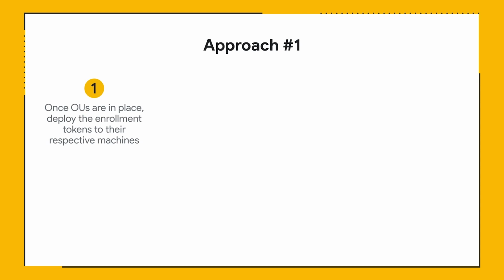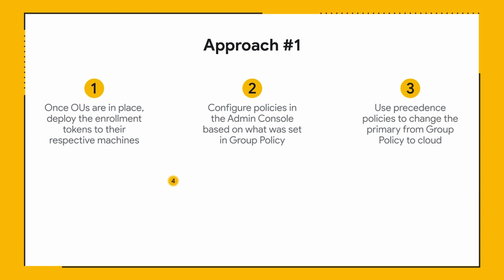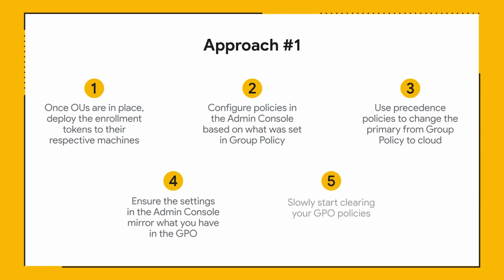Once that's done, you start configuring the policies in the admin console based on what was set up in group policy. You can also start configuring extension settings as needed. Once you have all the settings in place, you use our precedence policies to change the primary from group policy to cloud. As long as the settings in the admin console mirror what you have in GPO, the user will never notice anything when the precedence is flipped. Once the precedence is updated, you can then slowly start clearing your GPO policies.